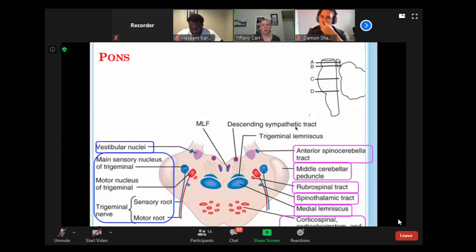All right, in the pons, we have the vestibular nuclei, the trigeminal nuclei here. We have the anterior spinocerebellar tract, middle cerebellar peduncle, rubrospinal, spinothalamic, and seeing how small those are in comparison to like the cranial nerves at this point in time is very interesting. Medial lemniscus tracts, and the corticospinal, corticobrainstem, corticopontine tracts.